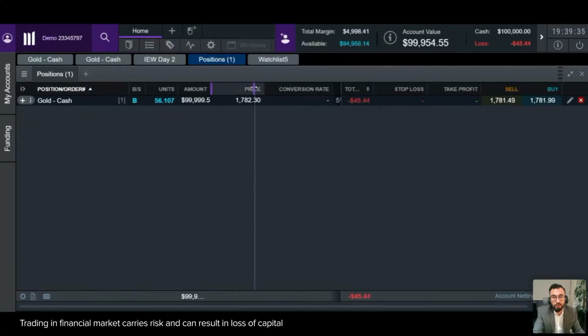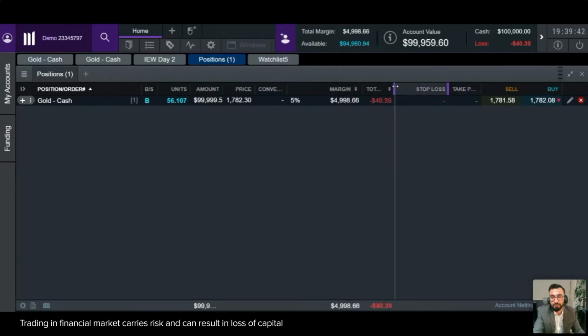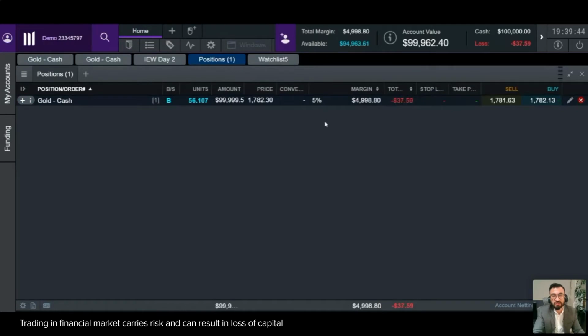If you see it here, I'm doing this for myself so I can see how much margin money has been blocked. If you look at this right here, I just expanded my columns manually and I can see that $5,000 is blocked to take a trade worth $100,000.